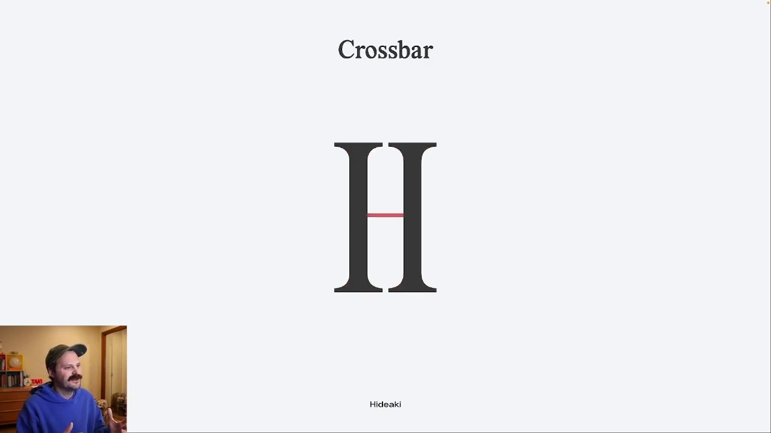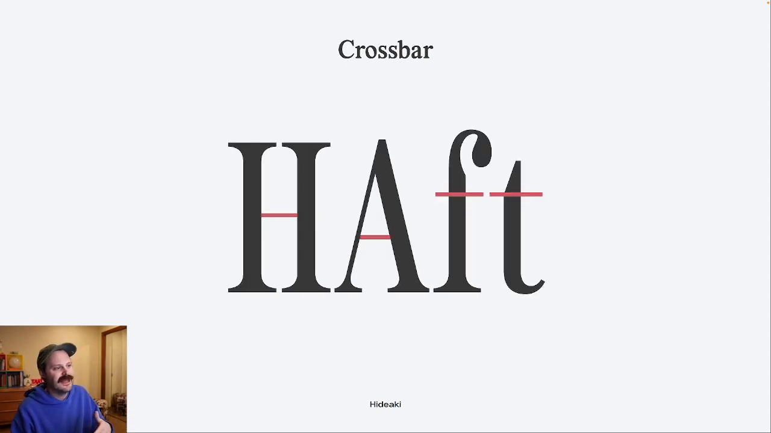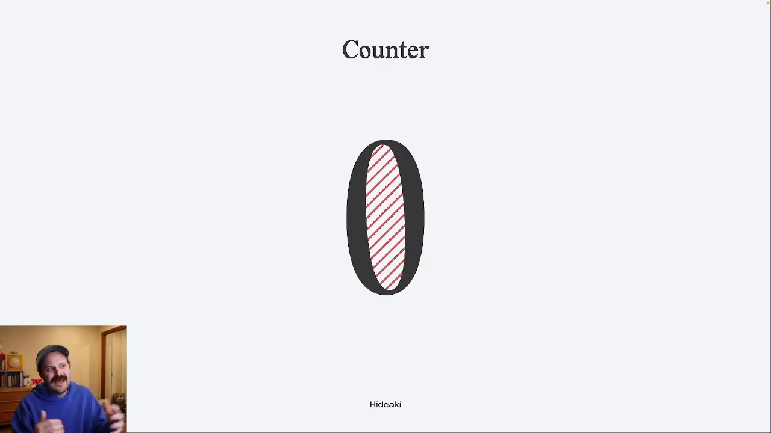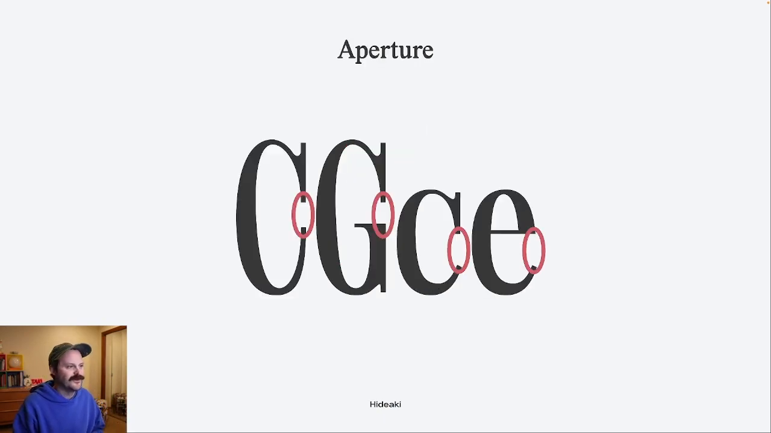Moving on, we have the crossbar. This is found in not only the H, but the capital A, lowercase f, lowercase t. And it just basically is a thin stroke that either connects 2 stems or cuts across a stem. Now we have the counter. The counter is the space within the space, the negative space. In an O, or for example in a C, G, and E, they all have counters. The C, G, and E also have aperture. The aperture is the negative space in between the 2 connecting or disconnected portions of these letters here.